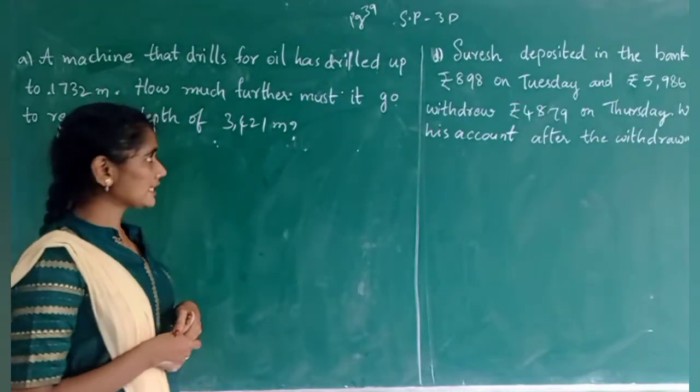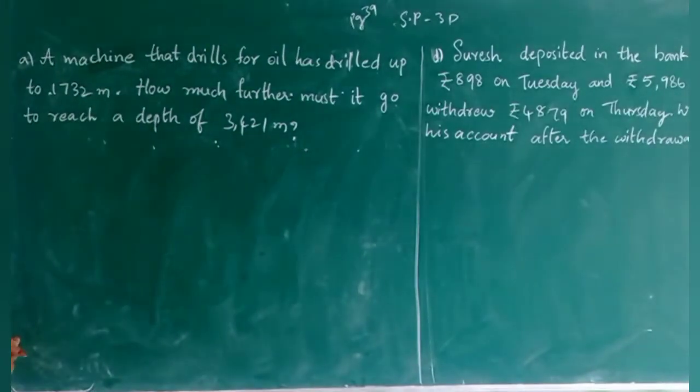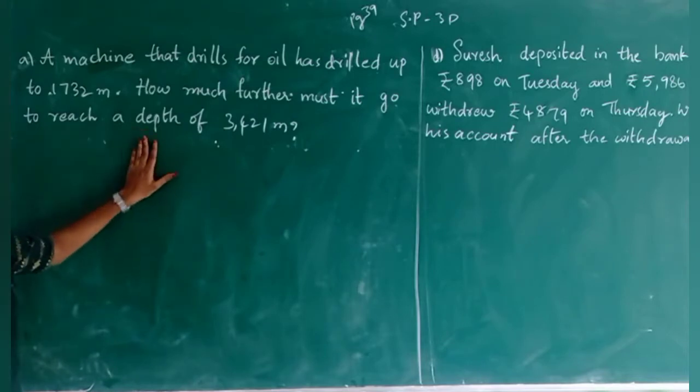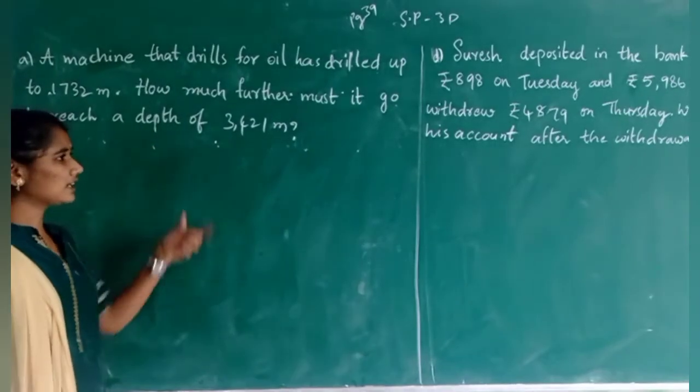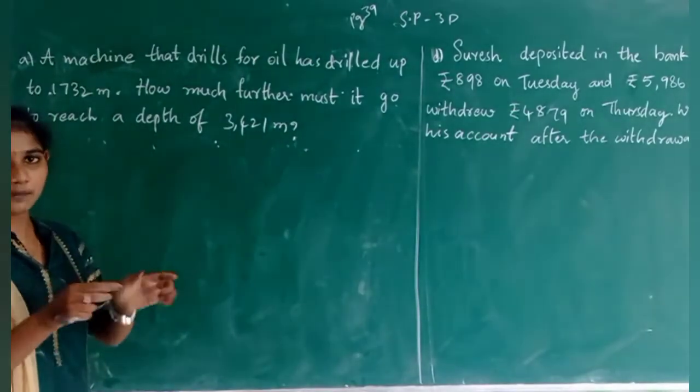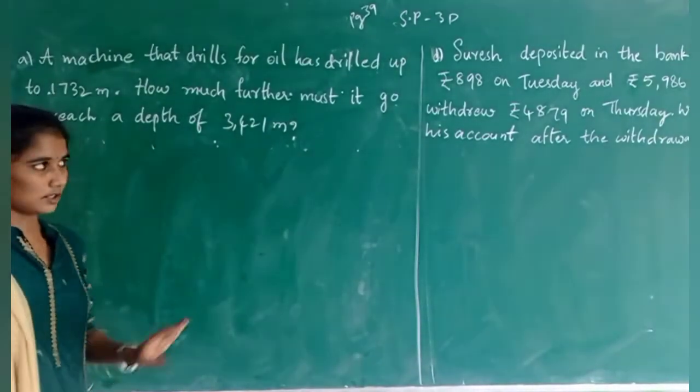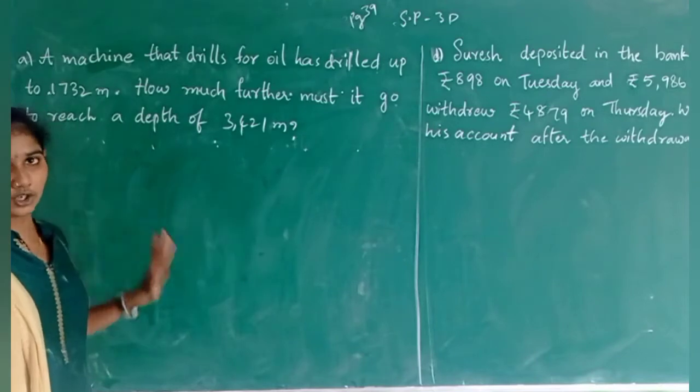Okay, let's get started. A machine that drills for oil has drilled up to 1732 meters. How much further must it go to reach a depth of 3421 meters? You should not simply write it down and do addition or subtraction directly. You should understand the question, then do it.